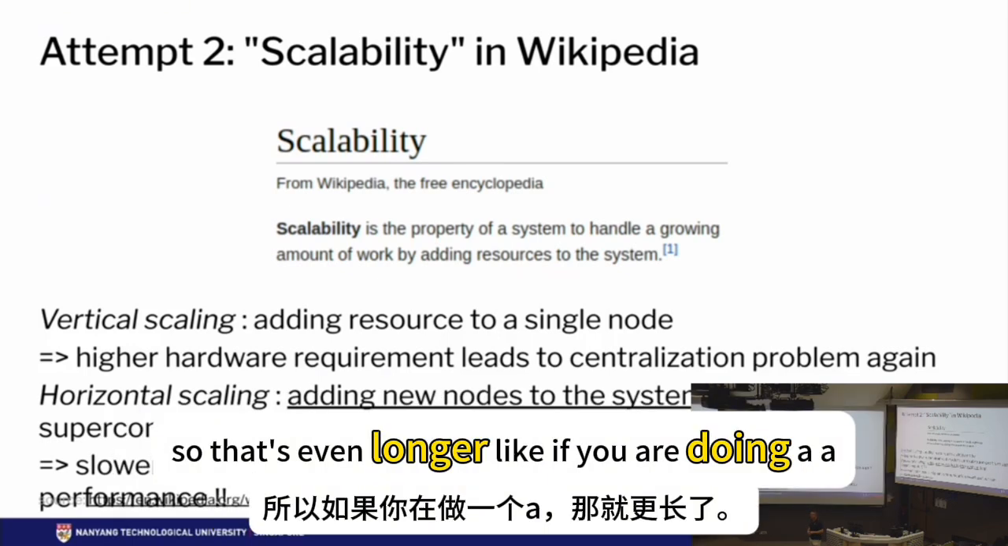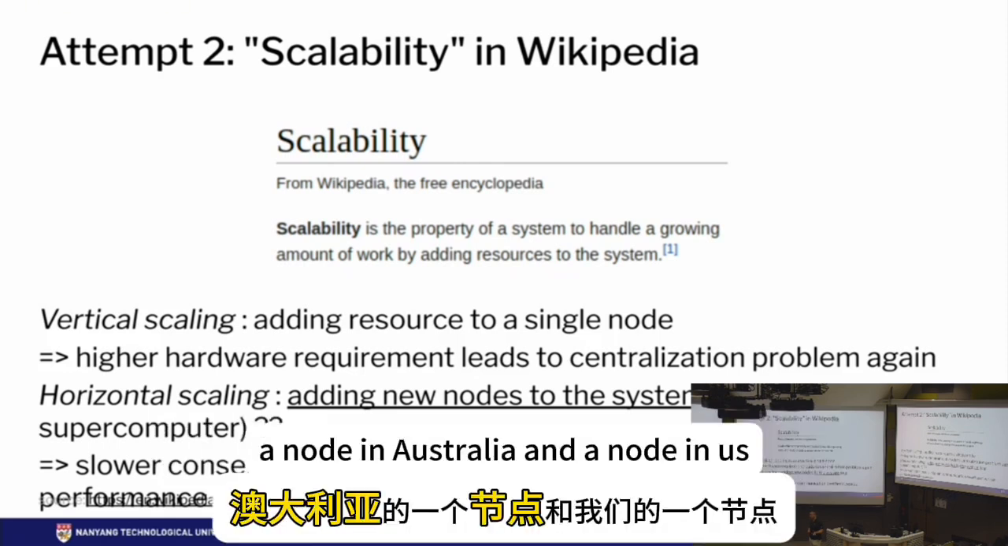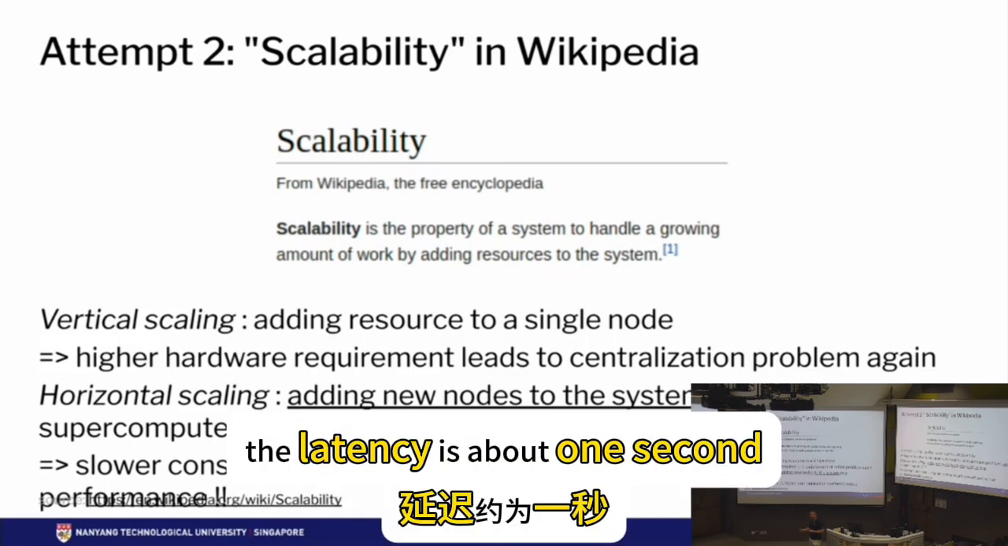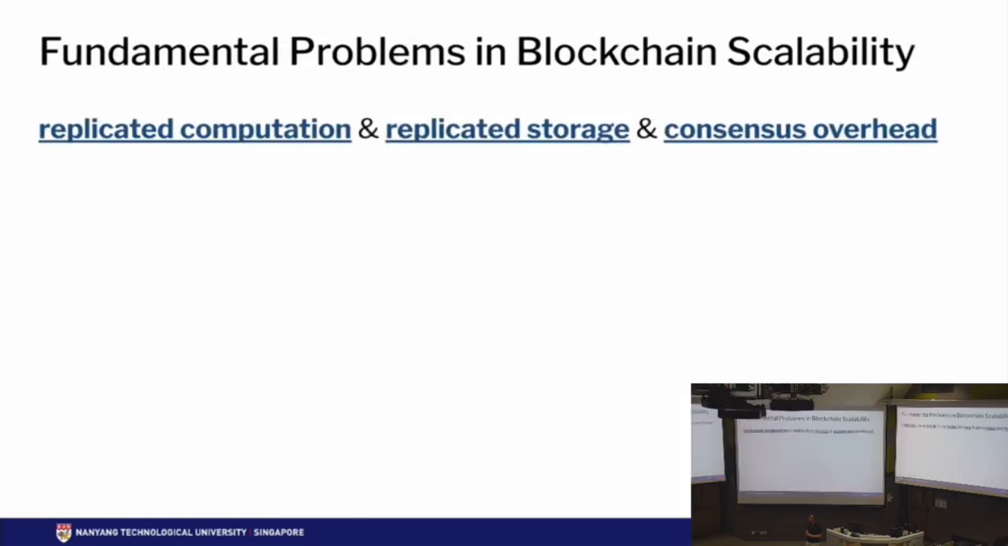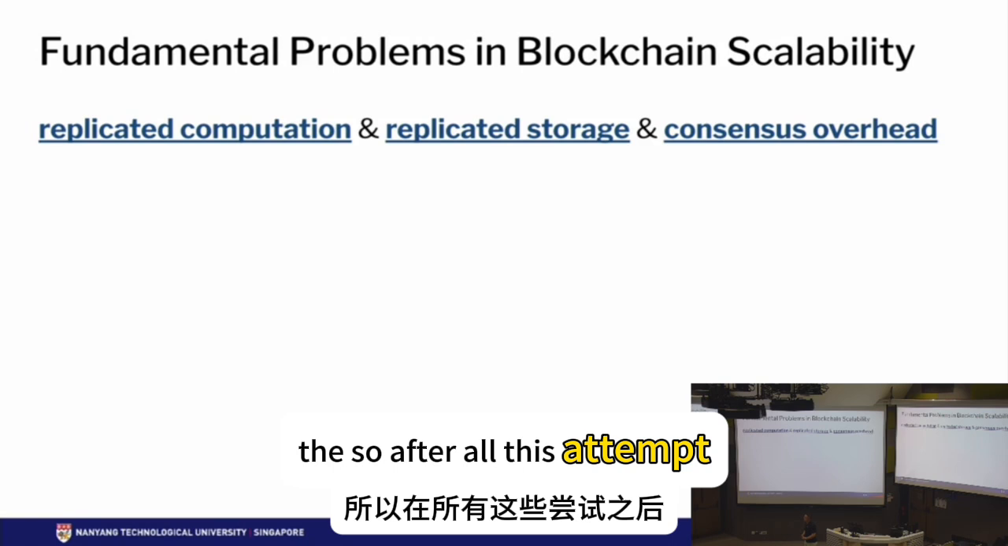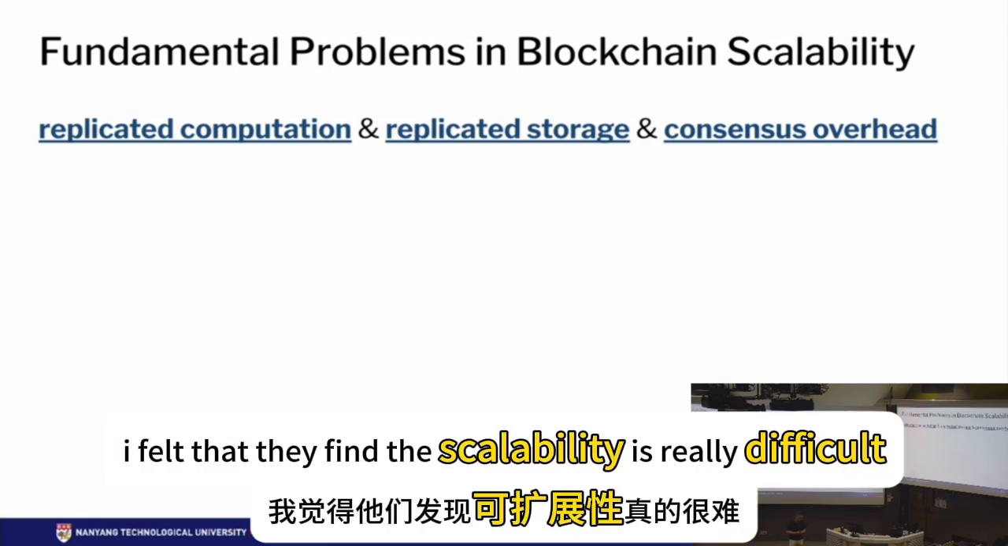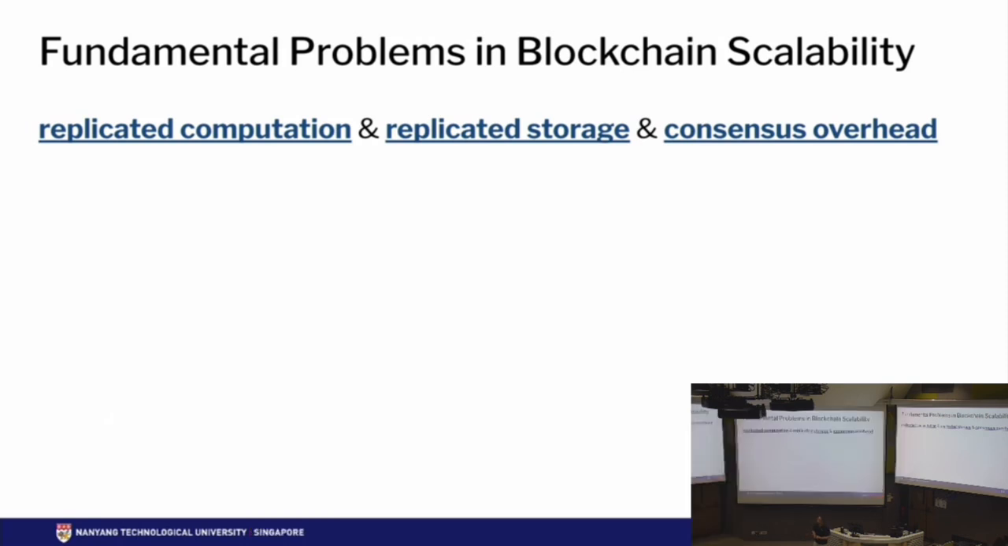So that's even longer. If you have a node in Australia and a node in the US, the latency is about 1 second. It's pretty long when you think about network systems. So after all this attempt, I found that defining scalability is really difficult.